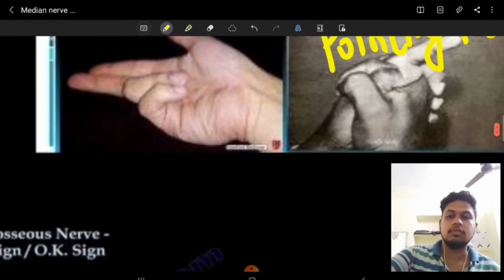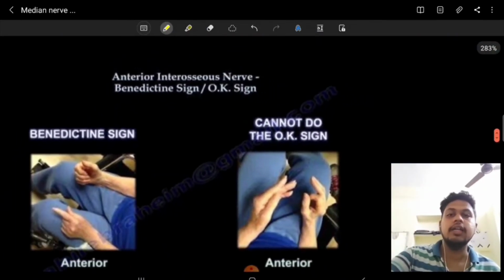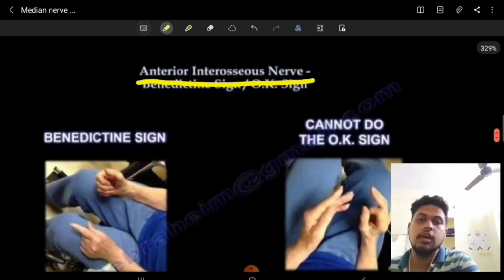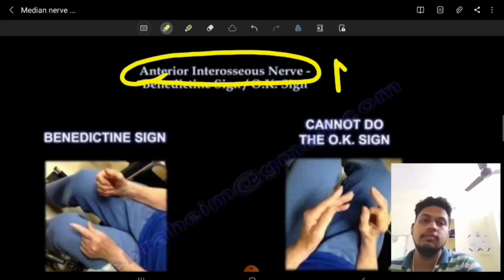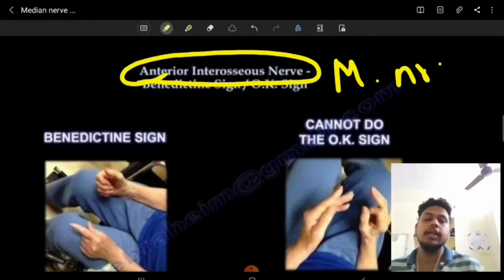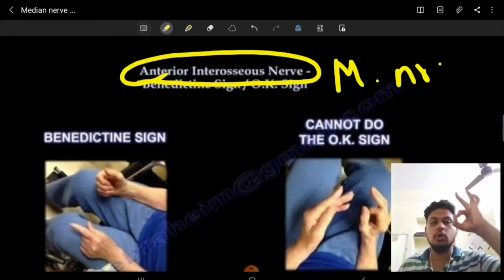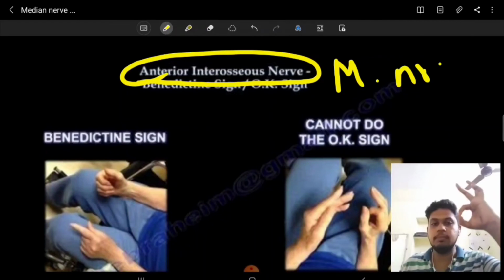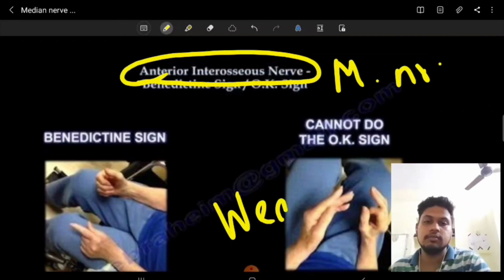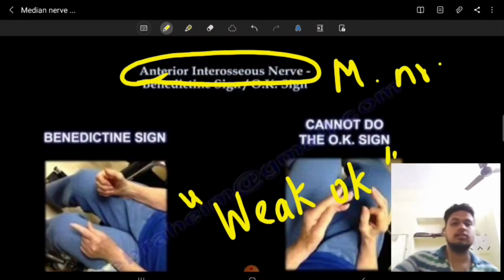Further, you can also see the anterior interosseous nerve. It is a most important branch of the median nerve. In case of injury to the anterior interosseous nerve, the patient cannot do the OK sign. This is the normal OK sign. These patients cannot do this perfect OK sign, and they will do something nearest to this, which is called the weak OK sign.